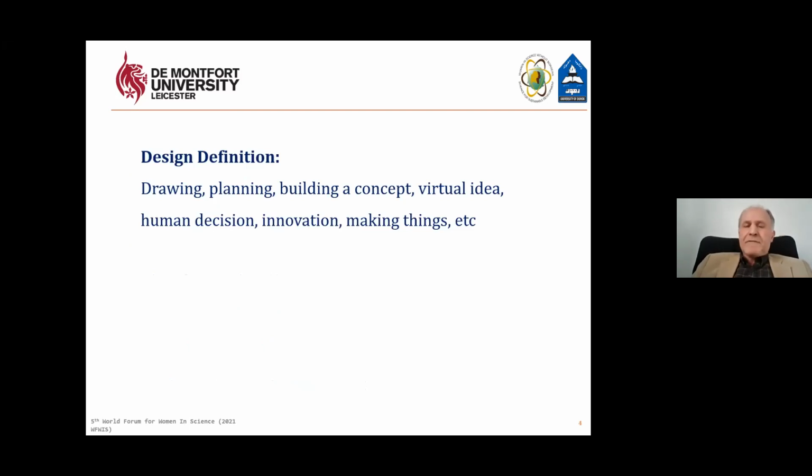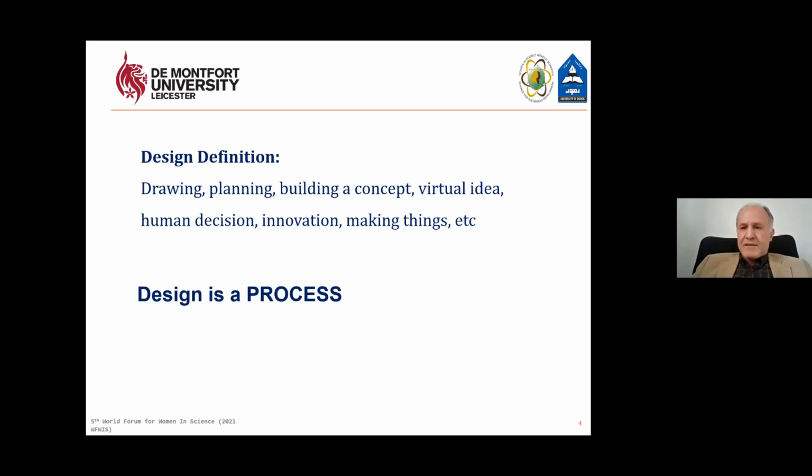What's a design? Different opinions about design, what's that? Different definitions, so someone in a very simple way says it is drawing, it is planning, it's building a concept, it's a virtual idea so someone can think about it, or it is a human decision about any problem or needs. It's innovation, it is making things or manufacturing different. But these are all true, nothing wrong with them. But the actual definition that covers all of these is design is a process. We need to start with the first step and end with the last one. So it is a process.